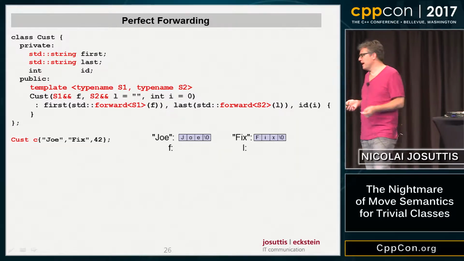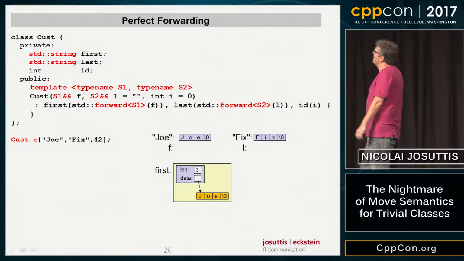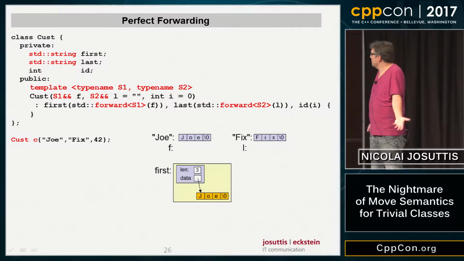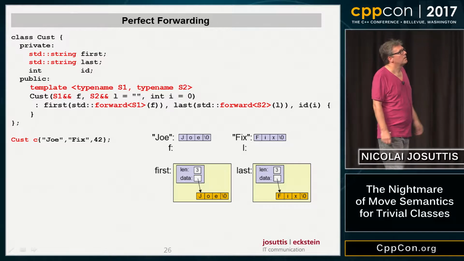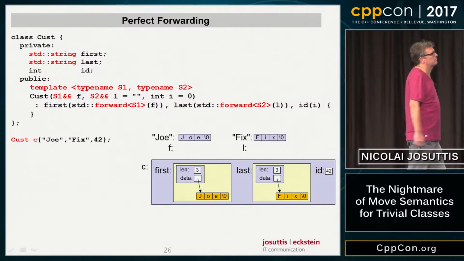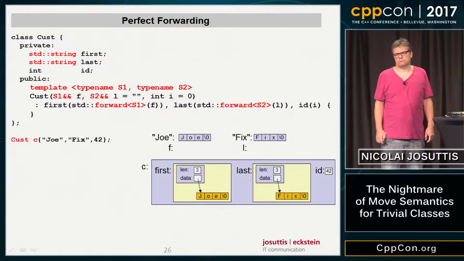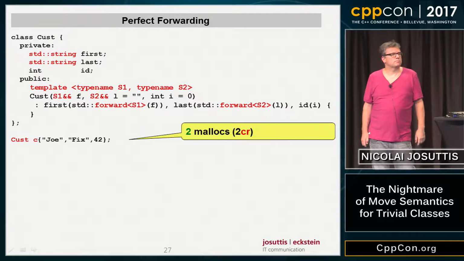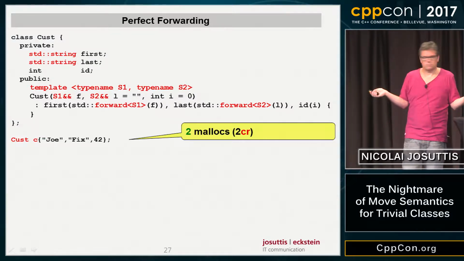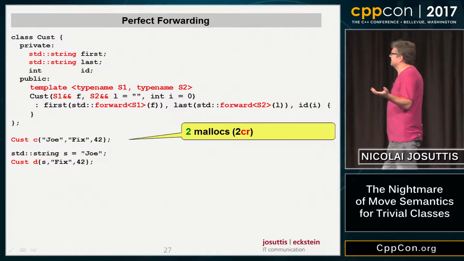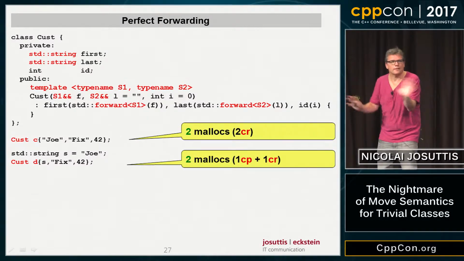So in this case, when we have an L value, a string literal in original is an L value, it takes this to initialize the 2 members first and last. Two mallocs. That's it. Perfect. That's why we call it perfect forwarding. Let's pass a string we have already. 2 mallocs. Perfect.